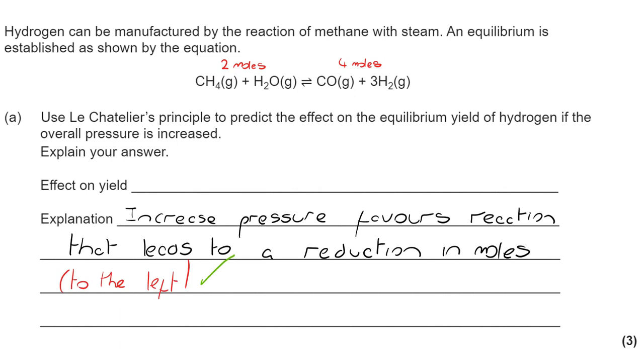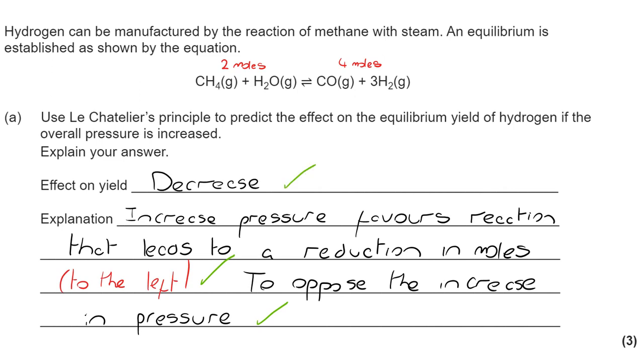Increasing pressure will favour a reaction that leads to a reduction in the number of moles. That means it's going to shift it to the left. And the reason for that is that it will be opposing the increase in pressure. Now that means if it's shifting to the left, our yield of hydrogen has decreased.